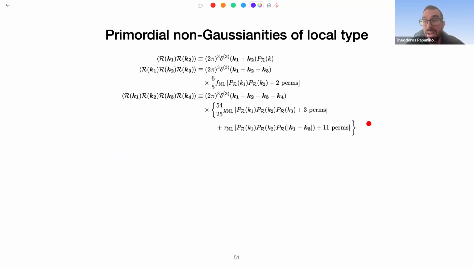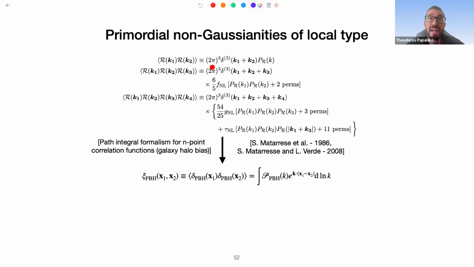which are described with the nonlinear parameters f_NL, g_NL, and tau_NL, which quantify the relative strength of the bispectrum and trispectrum, so of the 3-point and 4-point correlation functions of the curvature perturbation, with respect to the power spectrum P_R. Then, using a path integral formalism, one can compute any correlation function of the PBH matter field. In particular, we are interested in the 2-point correlation function of the PBH matter field we see here, which is related to the PBH matter power spectrum.